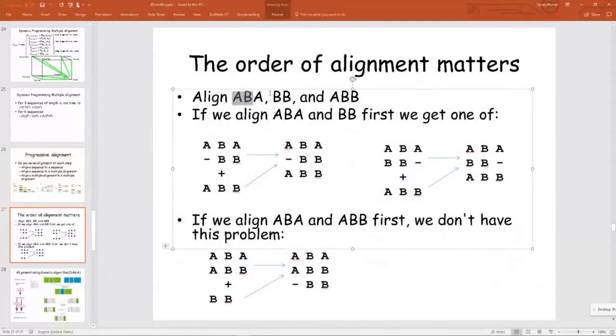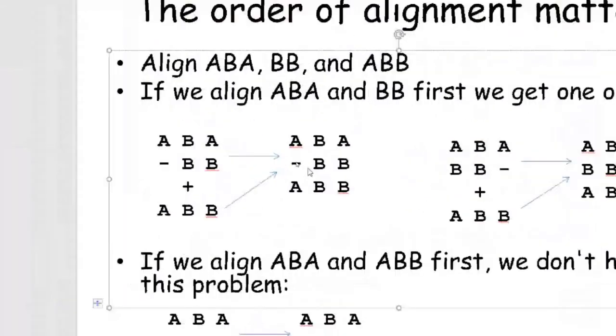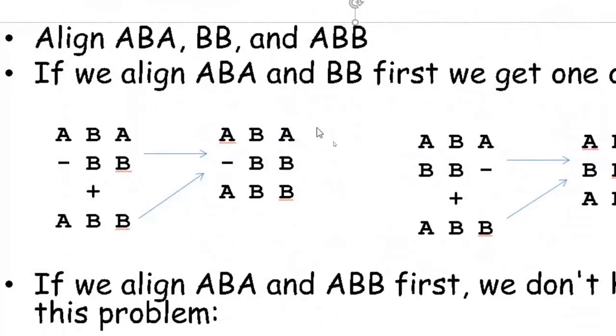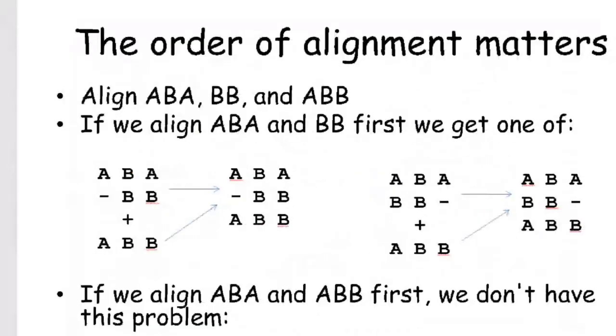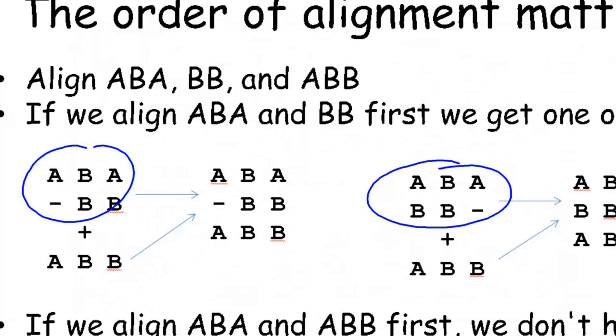Let's look at this hypothetical example where we need to align ABA, BB, and ABB. So these are 3 sequences. Now, if we align ABA and BB first, we can either get this alignment, or this one. As far as aligning ABA with BB is concerned, those two have the same pairwise score. If you add up A with a gap, B with a B, A with a B, A with a B, B with a B, A with a gap, the total score of these two are the same. So you would arbitrarily pick one or the other.